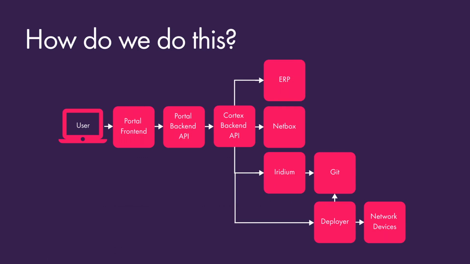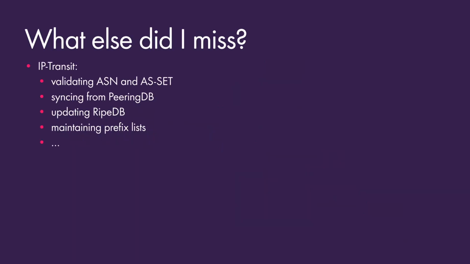So if you put everything together, it looks like this, a bunch of boxes. It's not super complicated. But obviously I'm missing some stuff, because if my team members are watching this, they'll be like, oh, you forgot this, you forgot that. I did forget a lot of stuff in those boxes, because if you talk about IP transit, you have to do validations for the ASN and AS sets.